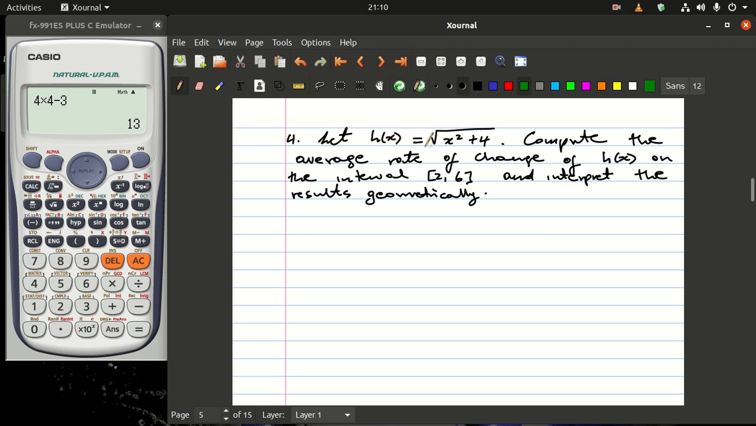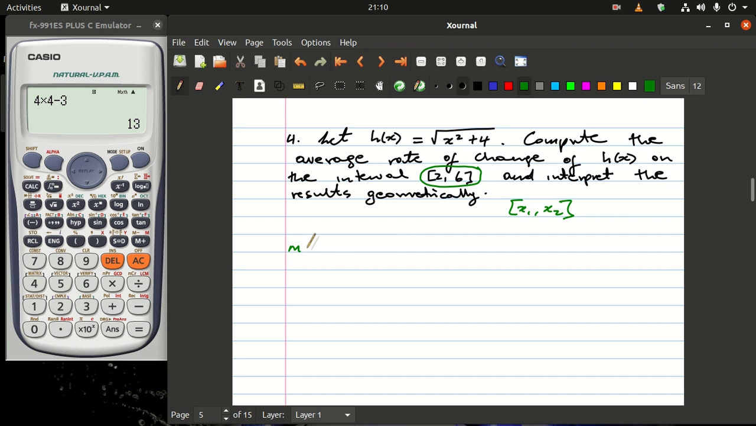And now let's look at another example here. Let h of x equal the square root of x squared plus 4. Compute the average rate of change of h of x on the interval 2 to 6 and interpret the results geometrically. First of all, I want us to note that we are given the interval from x1 up to x2. So these are not the coordinates, it's just the interval. We are given a function.